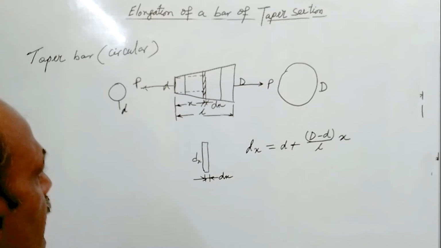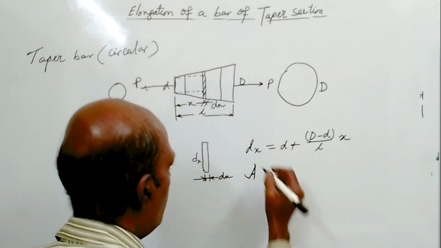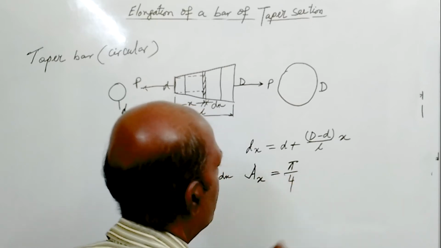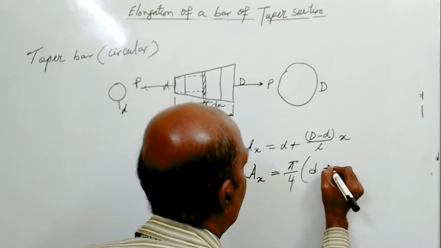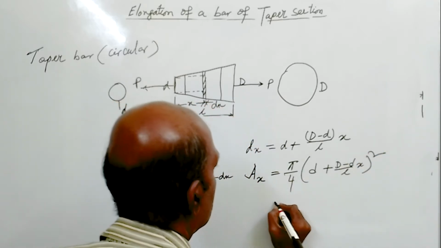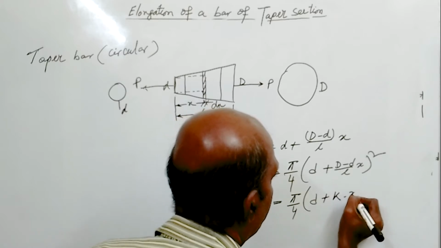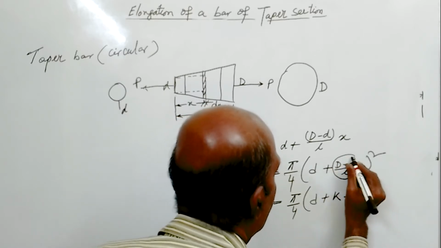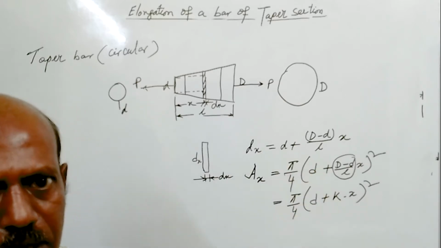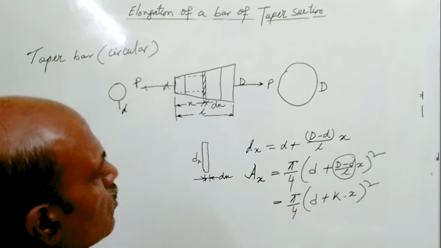So we have got the diameter of the element and the length of the element. Now, what is the area of the cross section of this element? That is denoted by Ax and is given by pi by 4 into d squared, where d is d plus (capital D minus small d) by L into x, whole squared. So we can write pi by 4 into (d plus some constant into x) whole squared, because (D minus d) by L is a constant for a given taper, where small d and capital D are the diameters of the taper and the length of the taper bar is L. We take this constant as K.